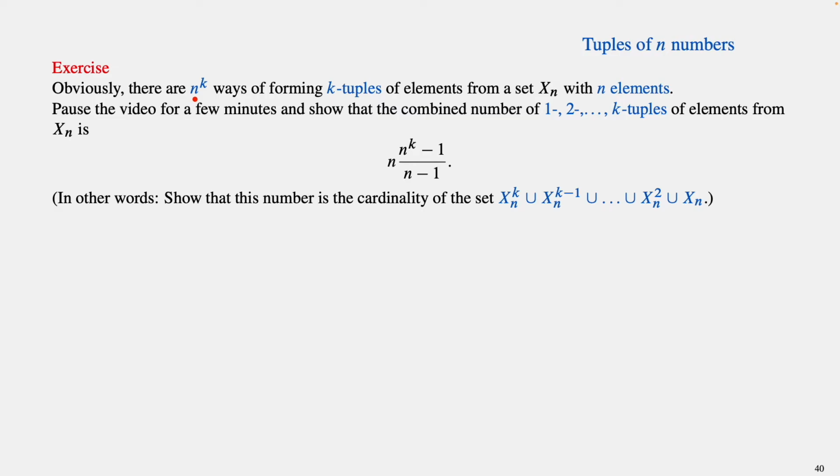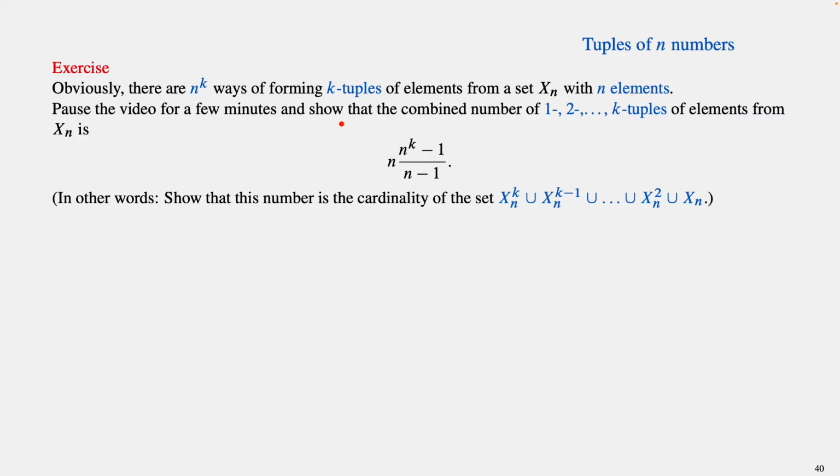There are n to the power of k ways of forming k-tuples of elements from the set X_n with n elements. Okay, so here X_n is just any set containing n elements. If you want, think of the set of the numbers from 1 to n. And if you form k-tuples out of these n elements, that corresponds to picking k elements out of this set in an ordered way with repetition. So there are n to the power of k ways to do that.